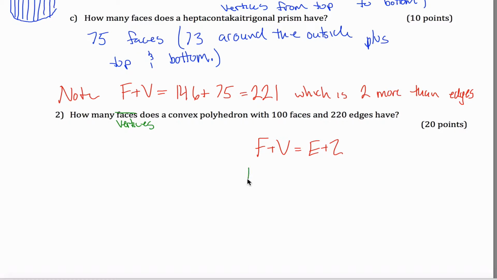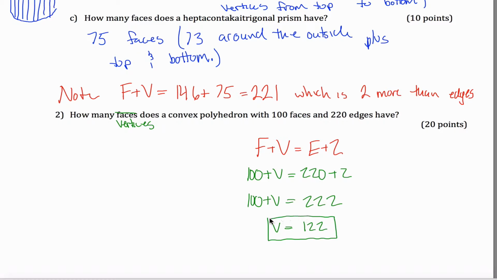Well, let's see. If it's got 100 faces, and I don't know how many vertices, but I do know that it has 220 edges, I can just solve this equation right here. I got 100 plus v equals 222, and therefore v is equal to 122. It's got 122 vertices.